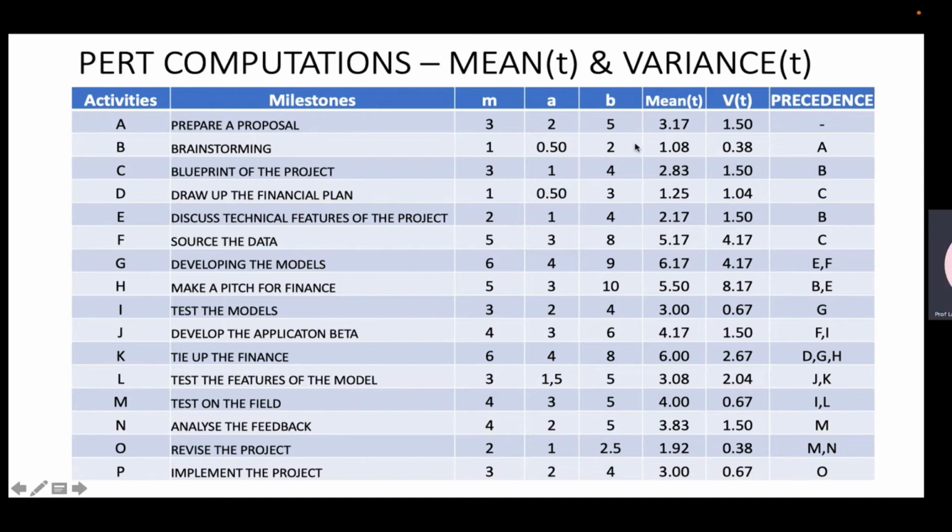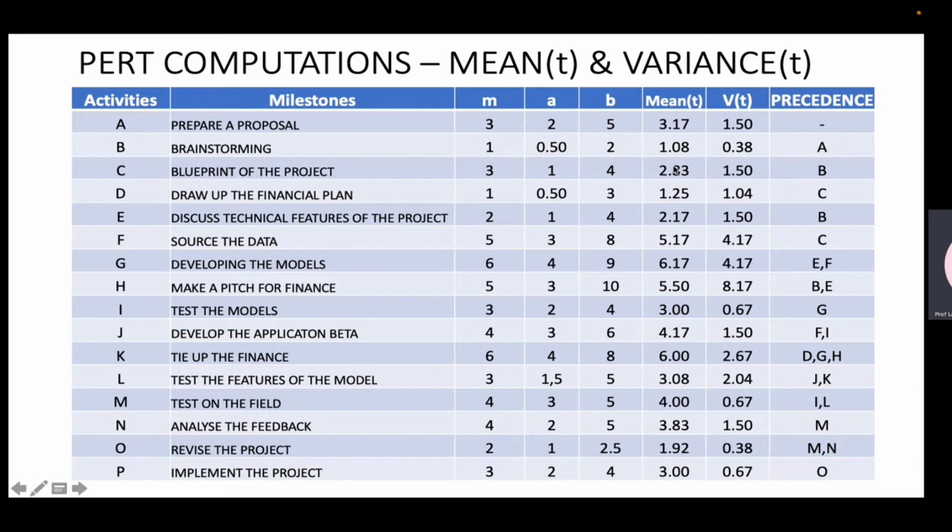0.5 minus 2, the whole squared, divided by 6 will give me 0.3. So for each of these activities, I calculate the mean time and the variance of time, and I use this to do the forward pass and the backward pass. Everything else is the same. You use these values and do a forward pass, and use the same values and do a backward pass.